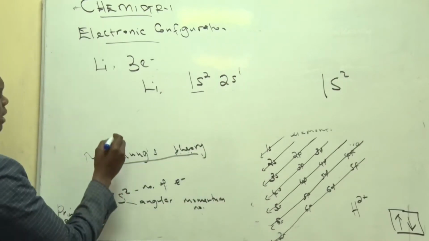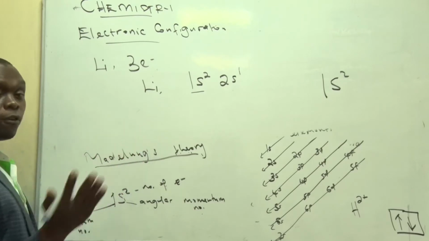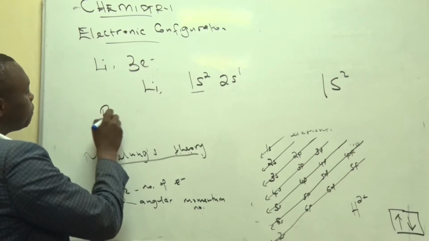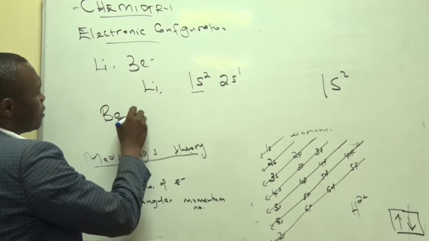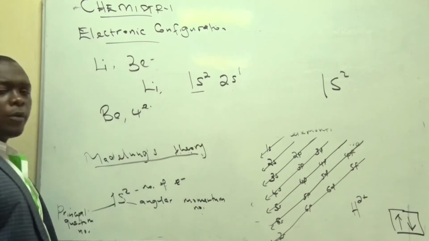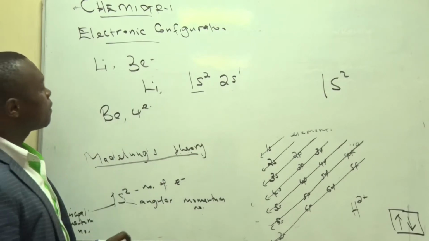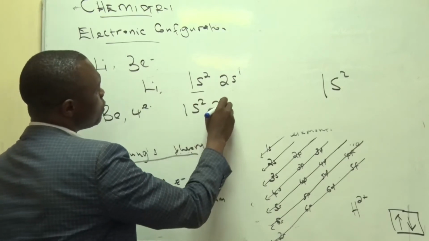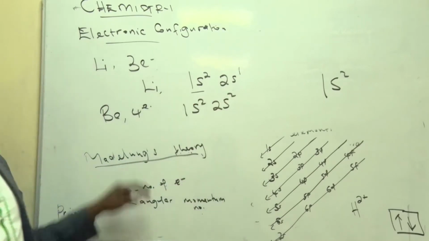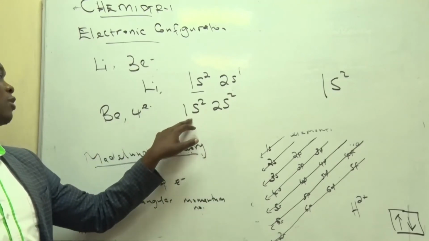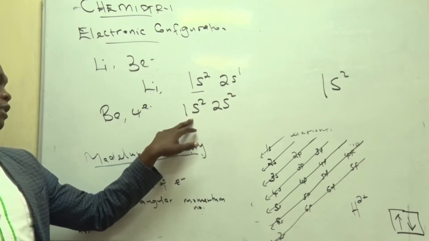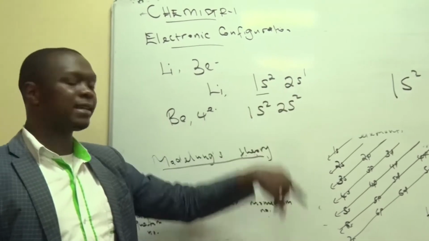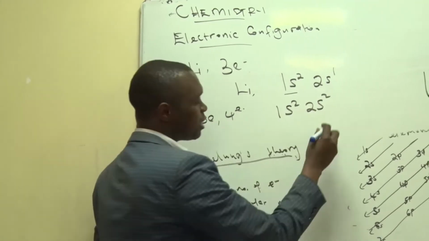Let's now look at another one. Another example is the one with 4 electrons, that is, we can do the one for beryllium. Beryllium has 4 electrons. When writing the configuration, we write 1s2, 2s2. You can see 2 electrons in the first principal quantum number, and also 2 in the second one. That's how we assign the configuration of the electrons.